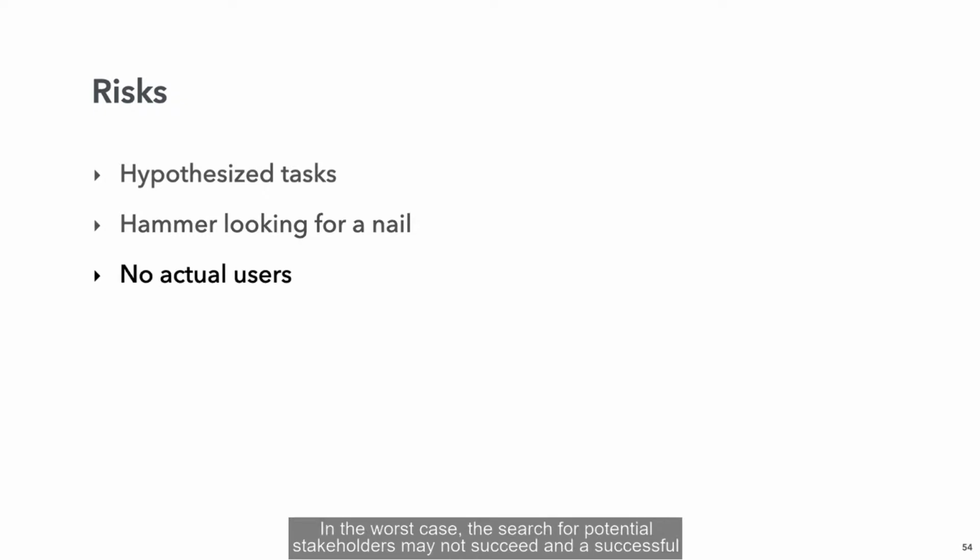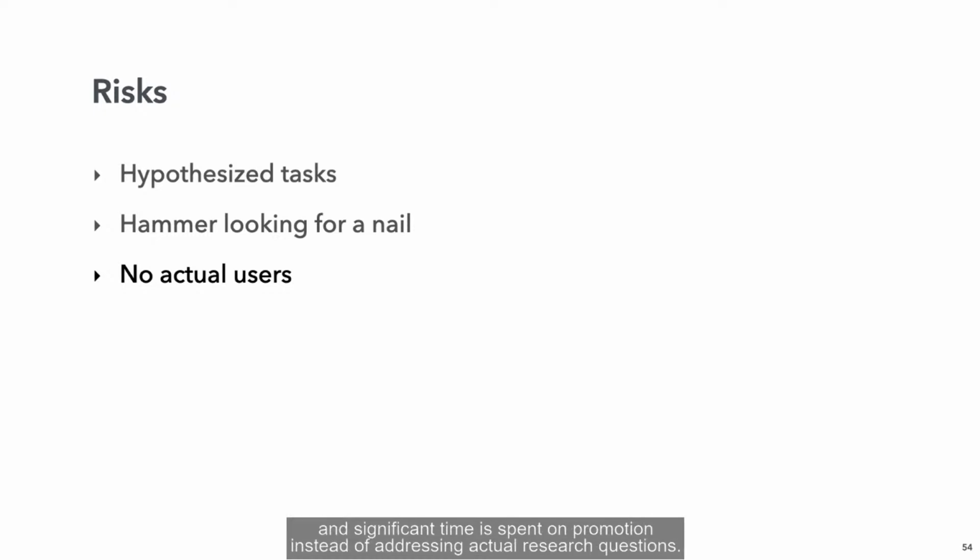In the worst case, the search for potential stakeholders may not succeed, and a successful design study wouldn't be achievable. In this case, other types of contributions, such as a novel visualization technique or algorithm, may be possible. A less extreme situation is when there is only a small number of potential users, and significant time is spent on promotion instead of on the actual research questions.